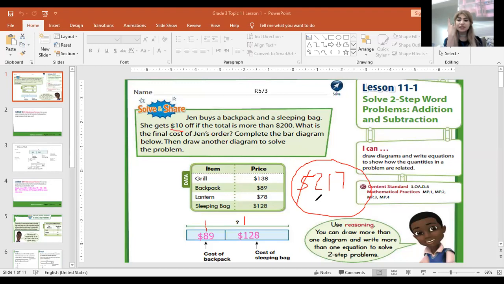So the first step I did was adding what she bought. I used addition for what she bought. The second step, I took off the discount, which is 10. So it will be 217 minus 10, and it will be $207. Now I'm going to show you a video about two-step word problems.